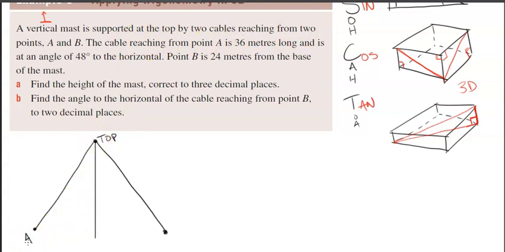This point can be point A, and this point here could be point B. That's all we know so far from what we read. The cable reaching from point A is 36 meters long, so we know that this length here is 36 meters long and is at an angle of 48 degrees to the horizontal. 48 degrees to the horizontal.